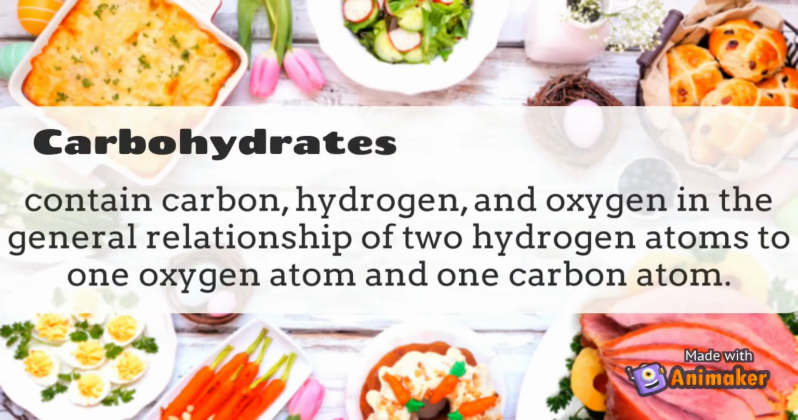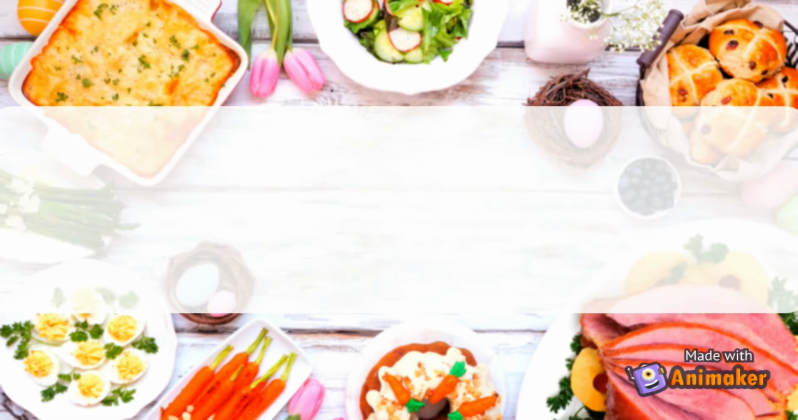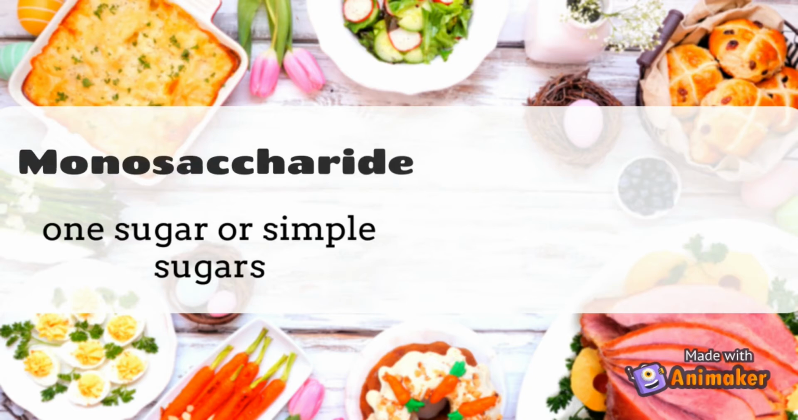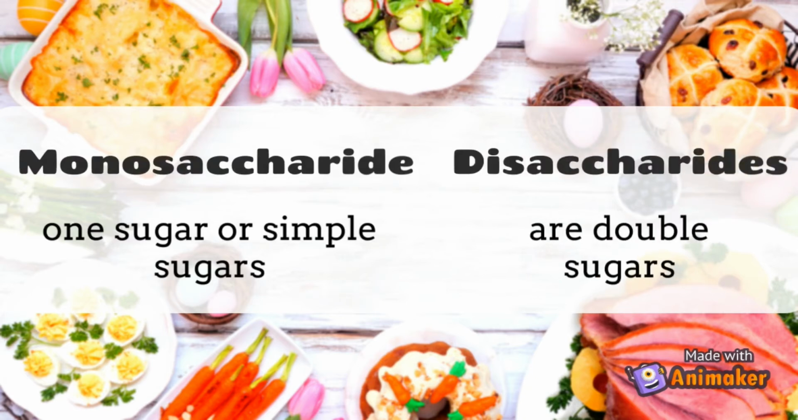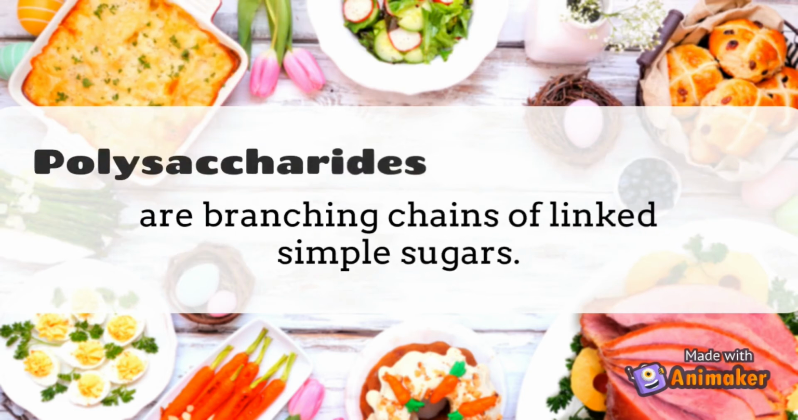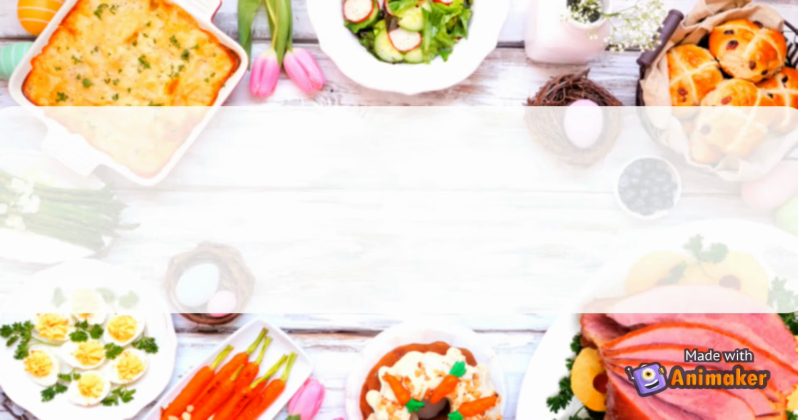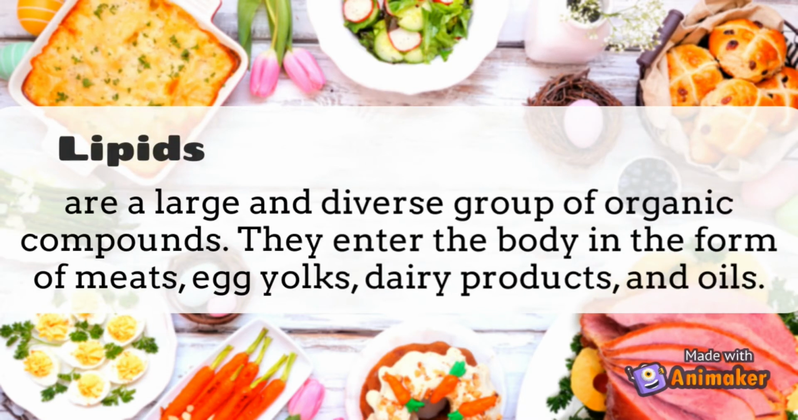Carbohydrates contain carbon, hydrogen, and oxygen in the general relationship of two hydrogen atoms to one oxygen atom and one carbon atom. Monosaccharide means one sugar or simple sugars, while disaccharides are double sugars, and polysaccharides are branching chains of linked simple sugars. Whereas lipids are a large and diverse group of organic compounds.